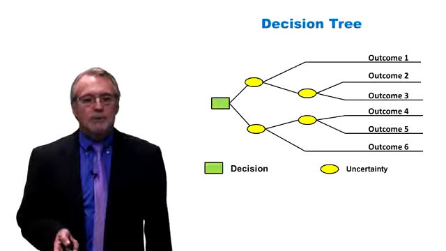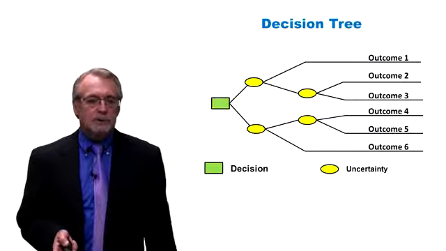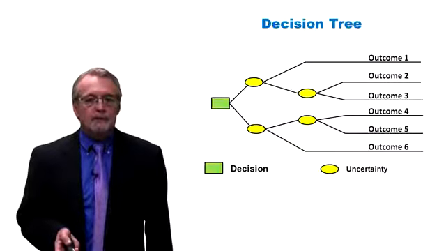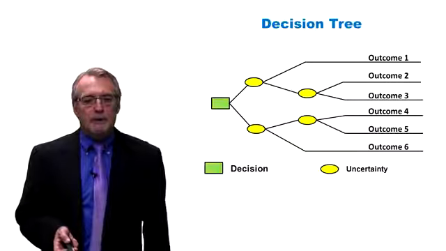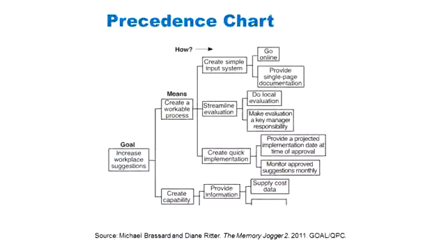What do we do with this? We're going to prioritize these and figure out which is the best outcome. So a number of different tools help us in our decision-making process. A precedence chart is another one of these. This just says, okay, how in the world do we solve this problem?